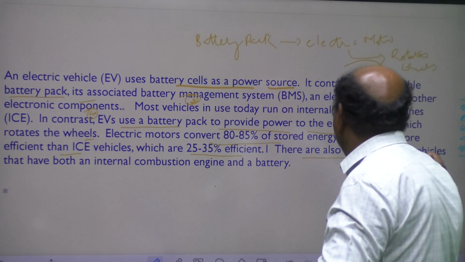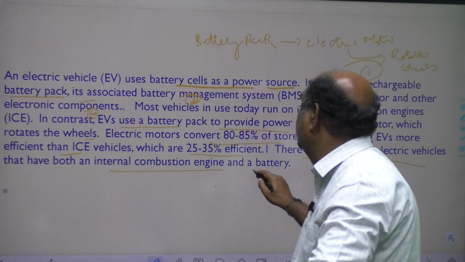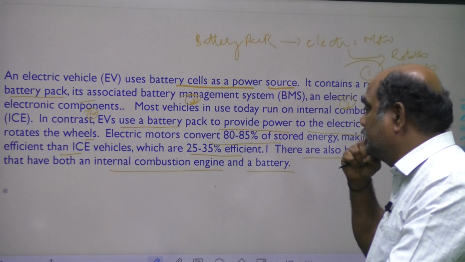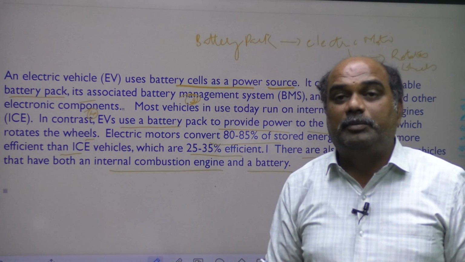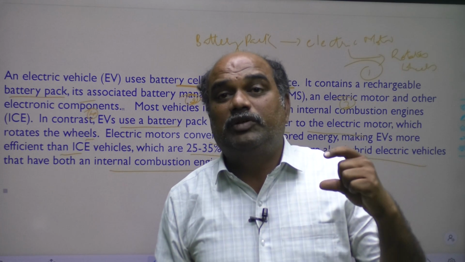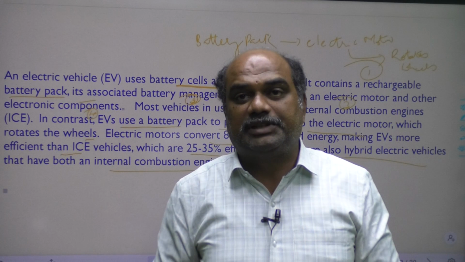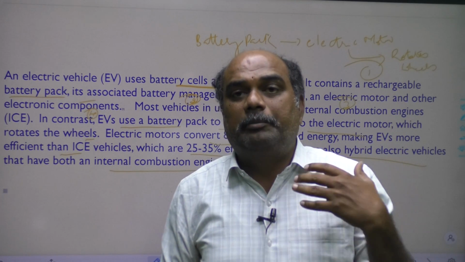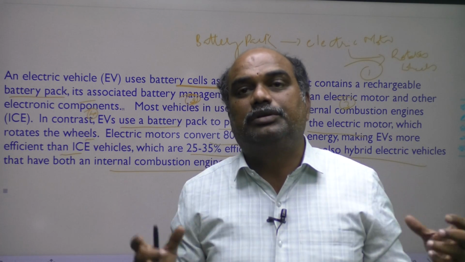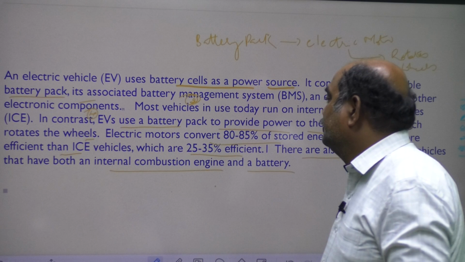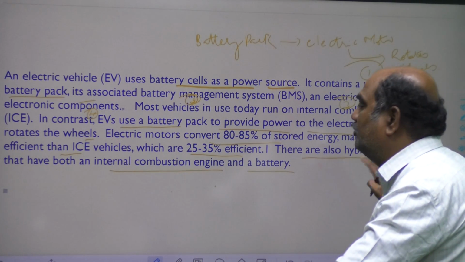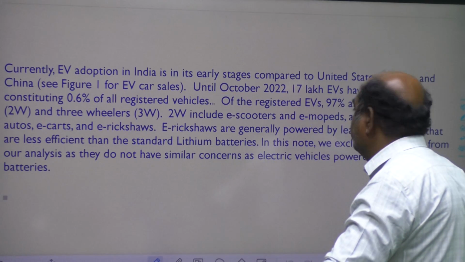There are also hybrid electric vehicles that have both an internal combustion engine and a battery. What is the significance of these hybrid vehicles? Hybrid vehicles have both: the internal combustion engine and a battery management system. Whenever the brake is applied, the kinetic energy is stored and saved in the battery. The internal combustion engines are 25 to 35% efficient.